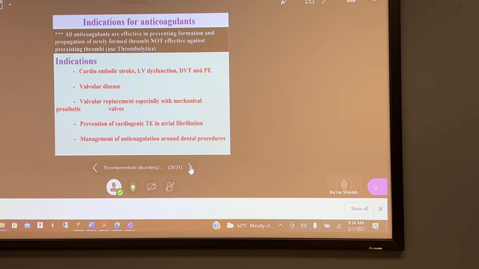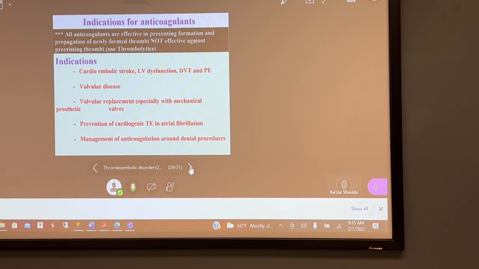Now, what are the indications? If there's cardioembolic stroke, you can use anticoagulants. When there's left ventricular dysfunction, because it is a risk factor for coagulation and thrombus, you can use anticoagulants. Then DVT and PE, you can do that. When there's valvular disease, you can use anticoagulants. When you're replacing valves, especially with mechanical prosthetic valves, you can use anticoagulants.